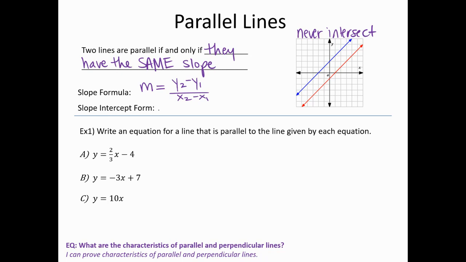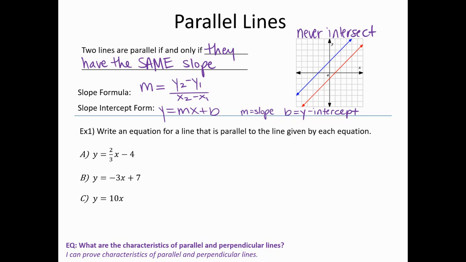The slope-intercept form, this is also a review from Algebra 1. This is our most popular, one of our favorite ways to write the equation of a line, y equals mx plus b. Just a quick reminder that m represents the slope and b represents the y-intercept, just in case you have forgotten. Quick review again from Algebra 1.